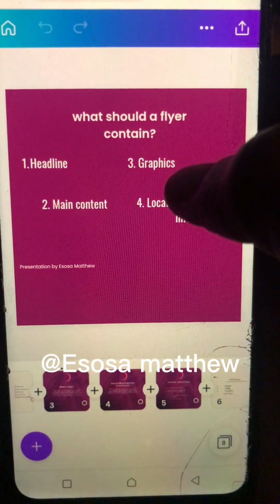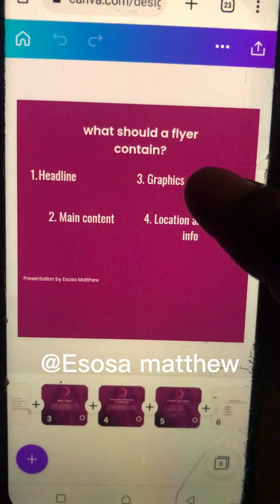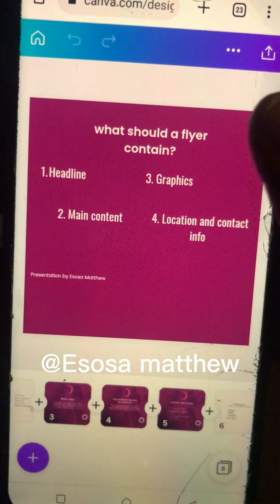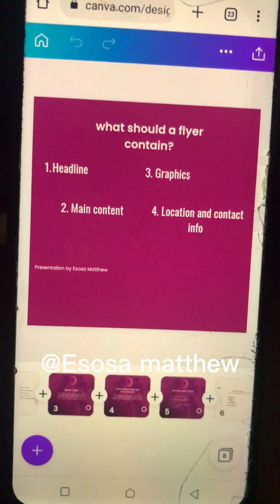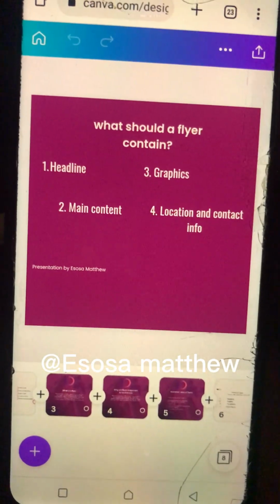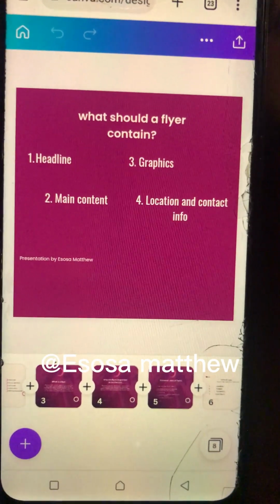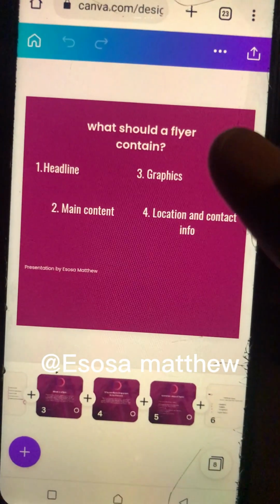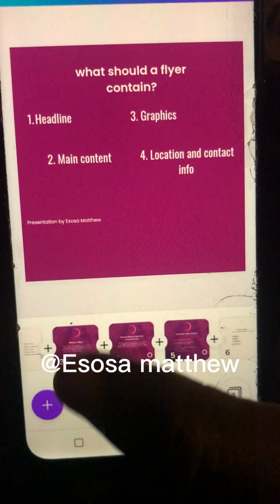So the third thing that you should have in your flyer is graphics. Aside from the written content of your flyer, you should also showcase high quality images and background graphics to add impact to what you are trying to talk about in your flyer. Make sure that they are related to the content and that they follow the brand's theme.